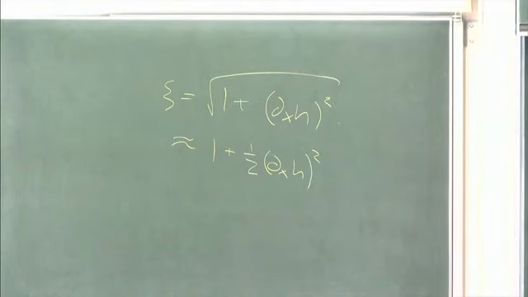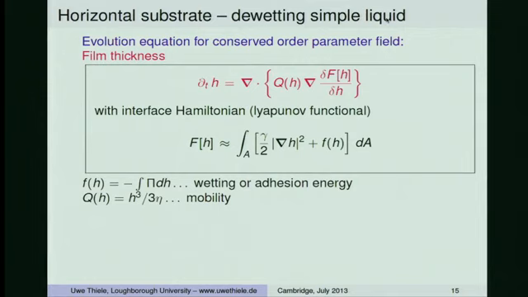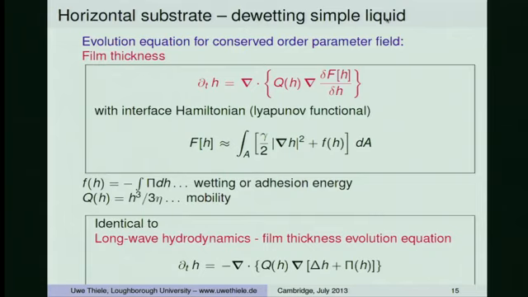And then I have the wetting energy. If you take the variation of this, from this term you get a minus Laplace squared, so you have a Laplace h, the minus is out here. And from this term you get the negative of the disjoining pressure. dF by dh is the disjoining pressure, so the minus sign is out here, and here is the disjoining pressure.